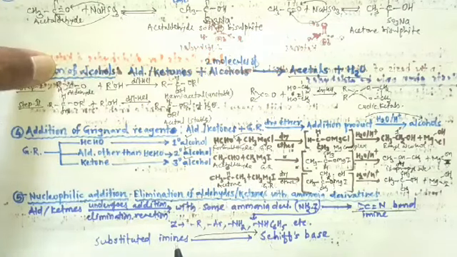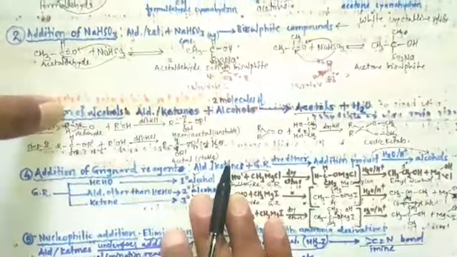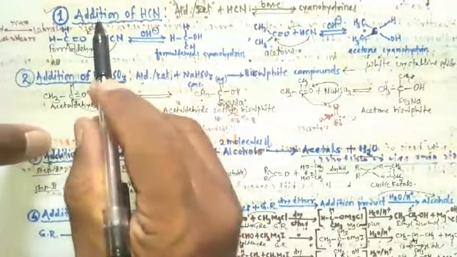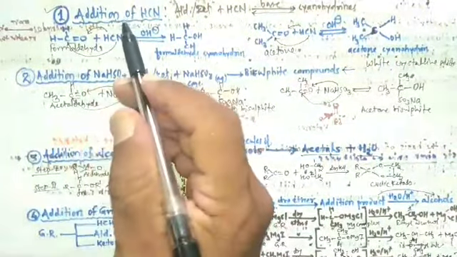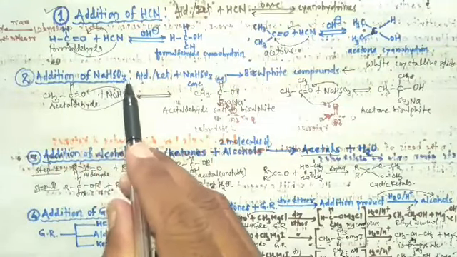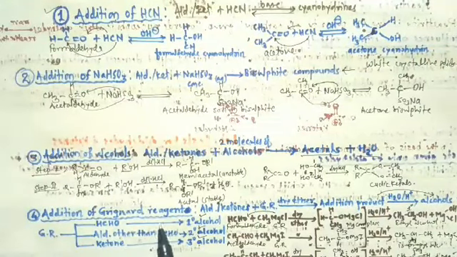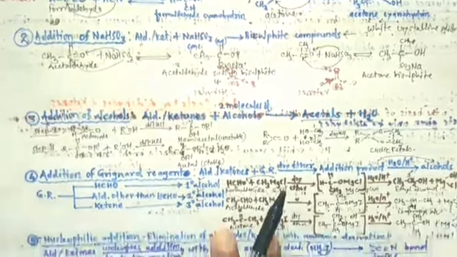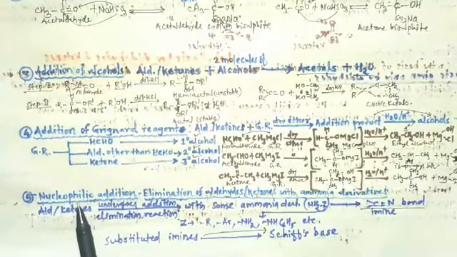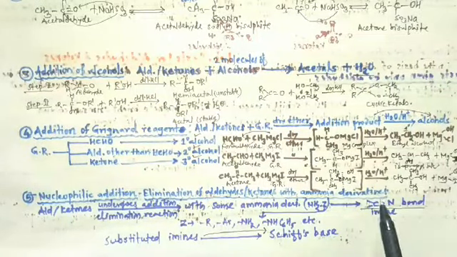In this video we studied various chemical reactions. Among them, the first reaction was addition of hydrogen cyanide, then the second one was addition of sodium bisulfite, addition of alcohol, addition of Grignard reagent, and finally we just studied the last reaction, that is nucleophilic addition elimination of aldehydes and ketones with ammonia derivatives.